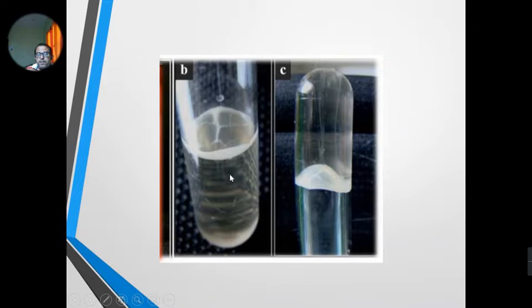Here, this is the peptone water. In that peptone water, we have grown this cholera bacteria. You can observe the surface pellicle, and this surface pellicle is produced within 6 hours, within a 6-hour incubation period.